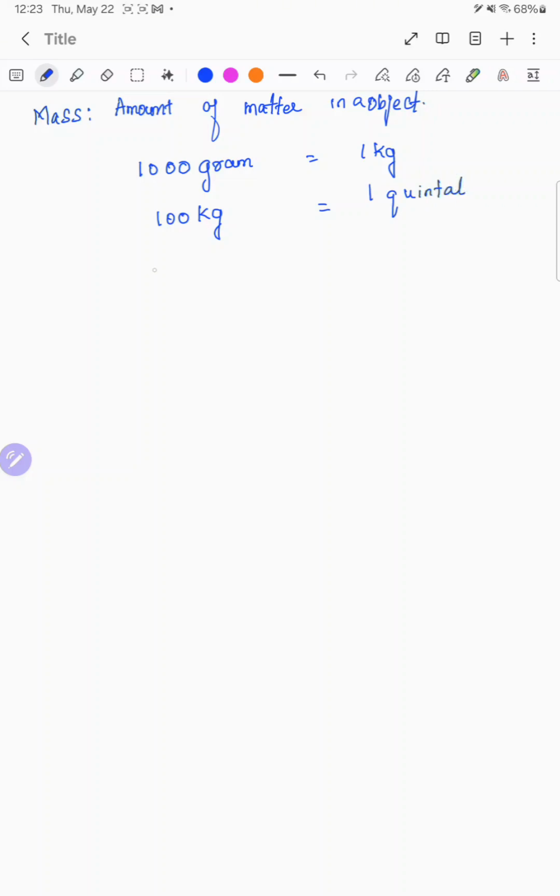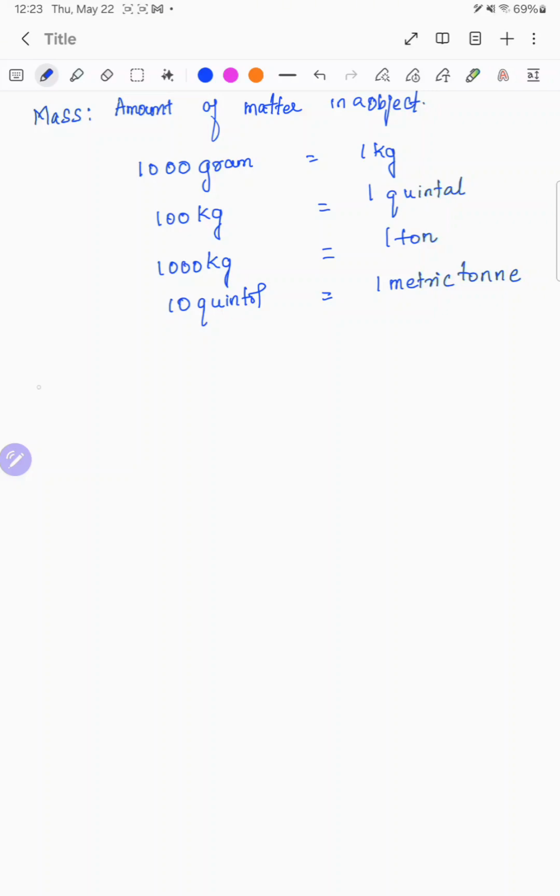Next larger one, 1000 kg equal to 1 ton. One more in between. So 10 quintal equal to 1 metric ton. Okay, these are all some of the units you should remember while calculating the answers.